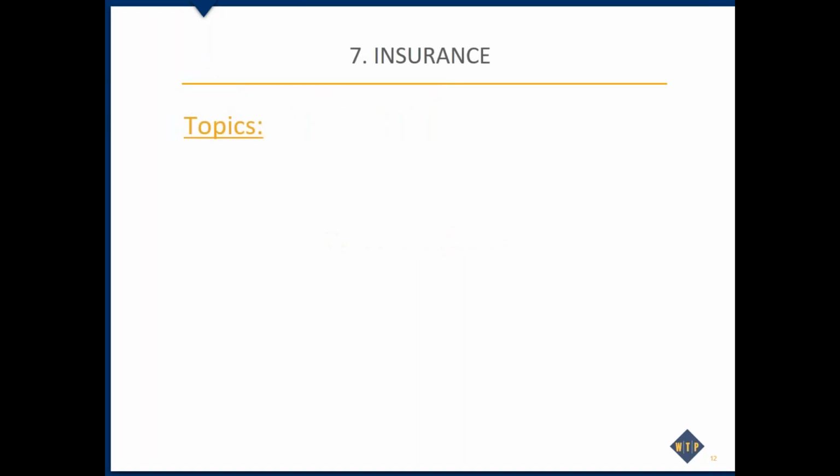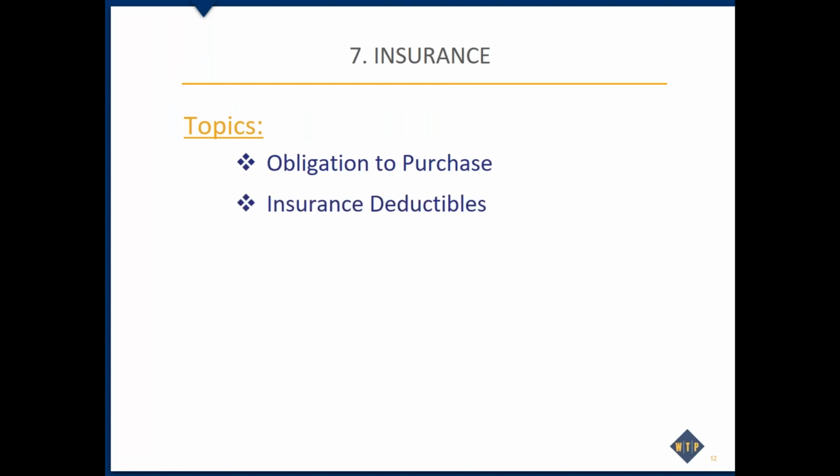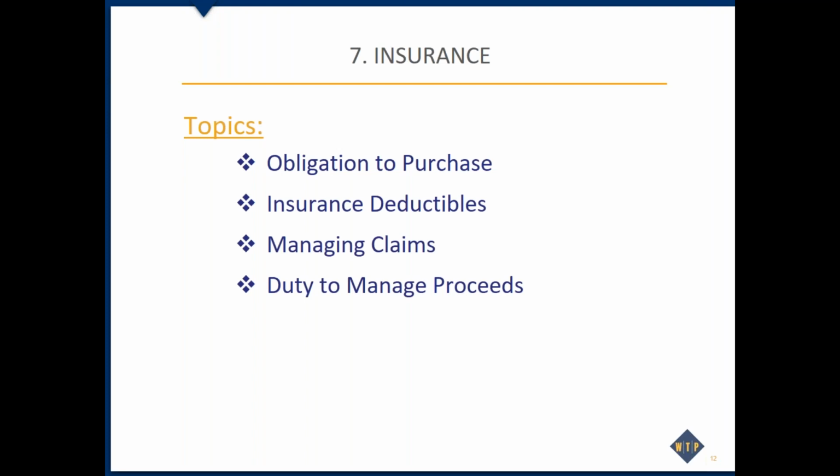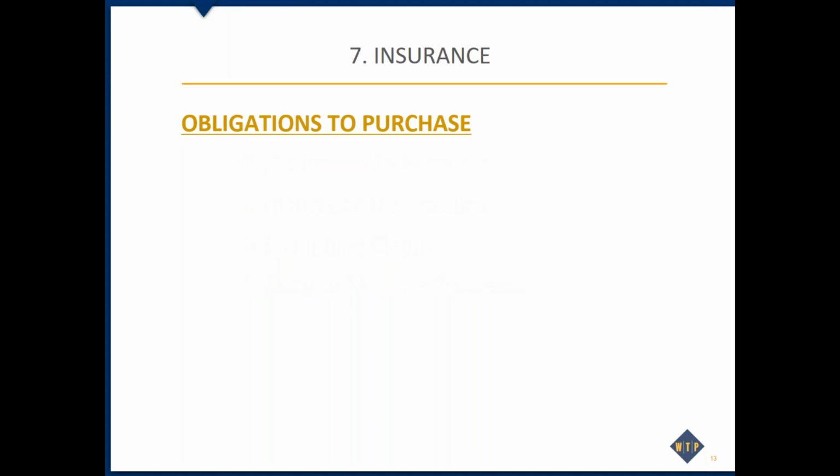So here are the topics that we're going to break up for insurance, meaning what obligations does the association have to purchase insurance? How do we handle deductibles? How do we manage the claims? And is there a duty to manage the proceeds? These are the types of topics that we talk about all the time when communities start to deal with claims under their insurance policy. So let's start with the obligation to purchase.